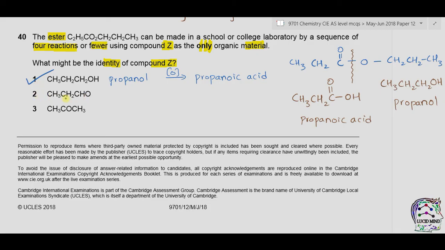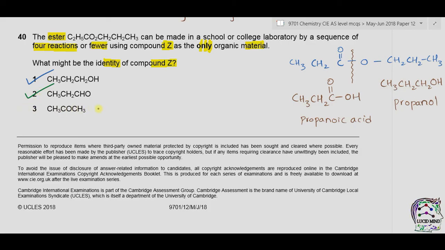So option 1 is true. In option 2, we have a 3-carbon aldehyde. Now a 3-carbon aldehyde can be oxidized further to a 3-carbon carboxylic acid, which is propanoic acid. And we can also reduce the 3-carbon aldehyde. Upon reduction, it will convert into a primary alcohol, which is the 3-carbon alcohol, also known as propanol. So propanoic acid and propanol both will react to form this ester, so option 2 is also correct.